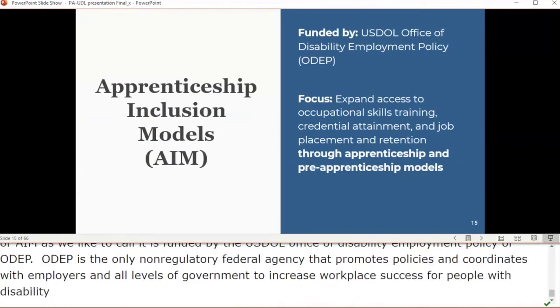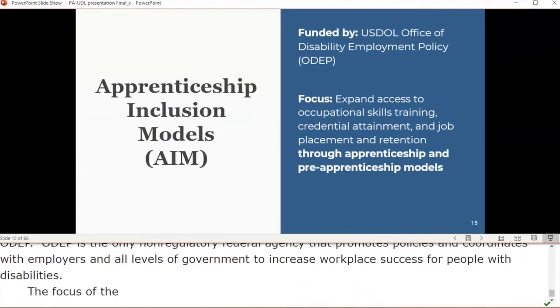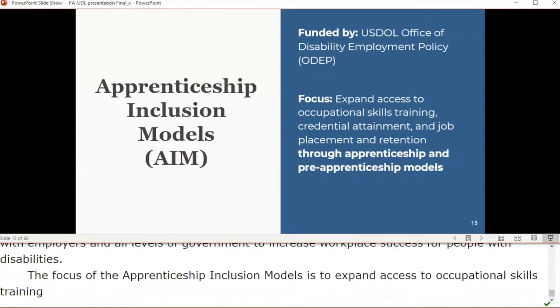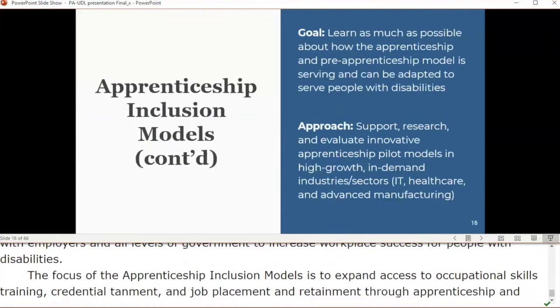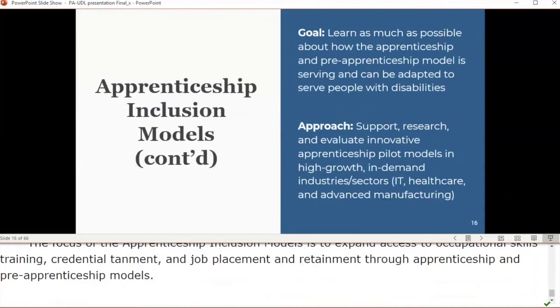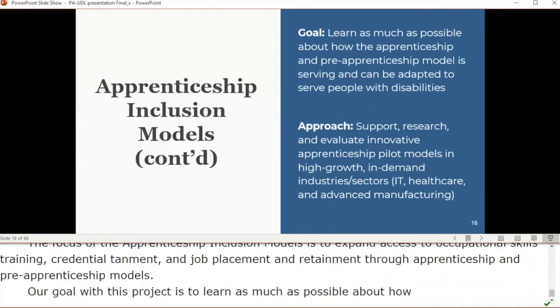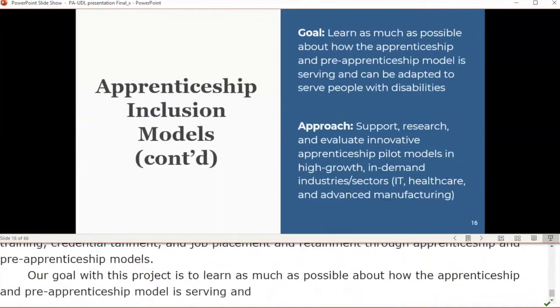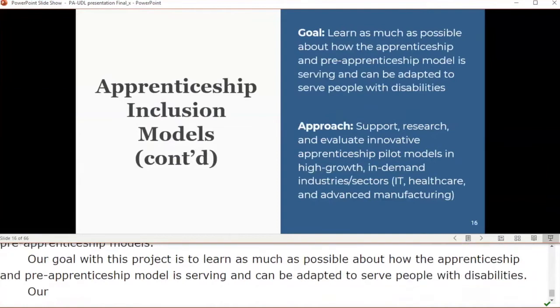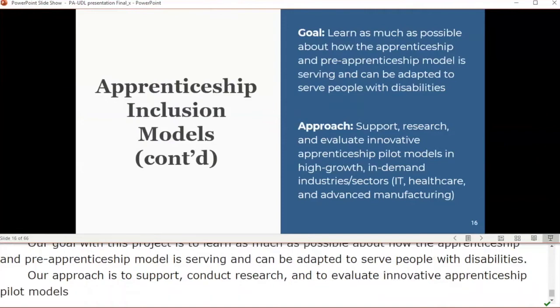The focus of the Apprenticeship Inclusion Models project is to expand access to occupational skills training, credential attainment, and job placement and retention through apprenticeship and pre-apprenticeship models. Our goal with this project is to learn as much as possible about how the apprenticeship and pre-apprenticeship model is serving and can be adapted to serve people with disabilities. Our approach is to support, conduct research, and evaluate innovative apprenticeship pilot models in high growth, in-demand industries and sectors, including IT, healthcare, and advanced manufacturing.